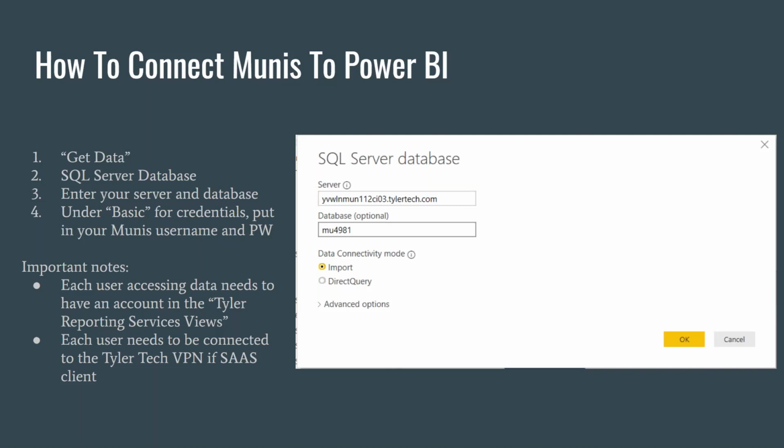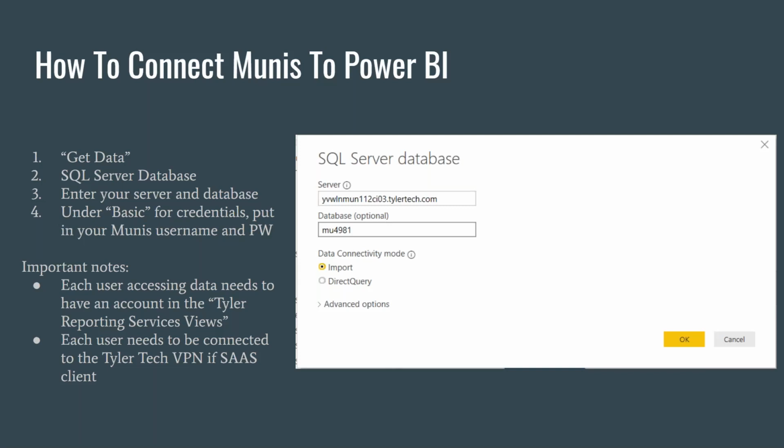And again, I won't get into a lot of the details here. Once you click OK, it'll ask for your credentials, and the credentials used for that are the same credentials that you use to log into your Munis system. And once you've done all of that, you've validated yourself, and by the way, you will need to be on the Tyler Tech VPN to be able to get the data into this report, and the account that you're accessing these reports from needs to have the report writer access.